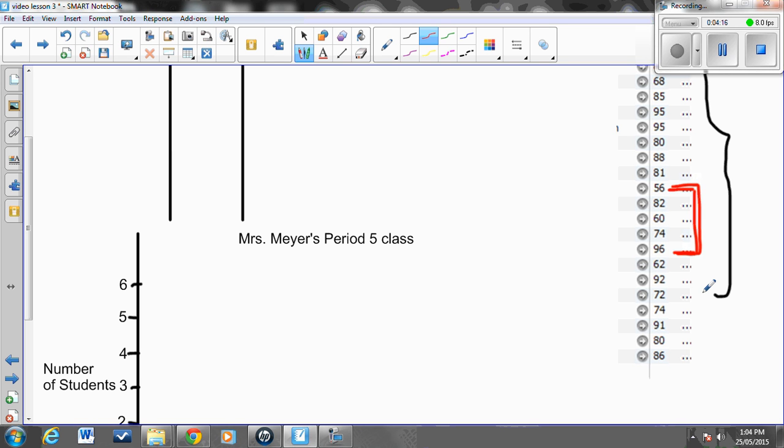So I don't need to start counting till about 55 because nobody has a mark lower than 55. And then I need to decide, do I want to count by 5s? Do I want to count by 10s? Do I want to count by 20s?